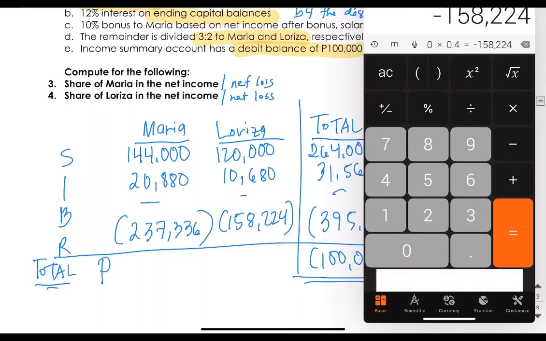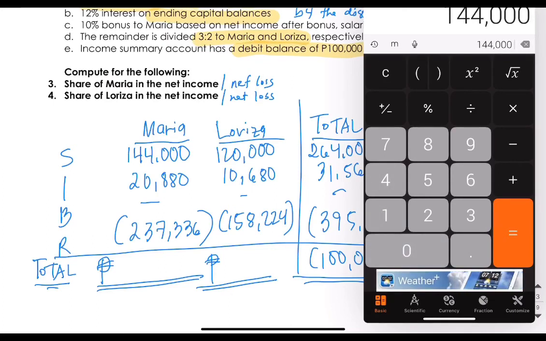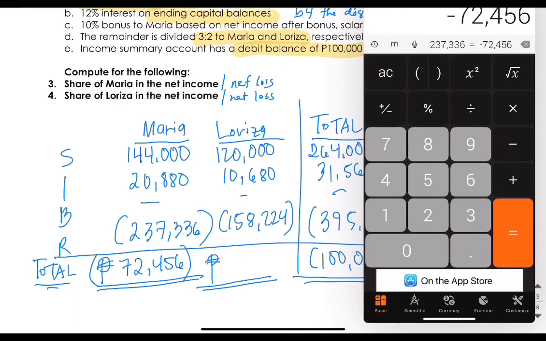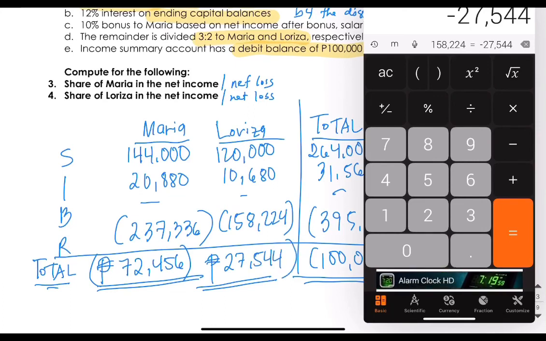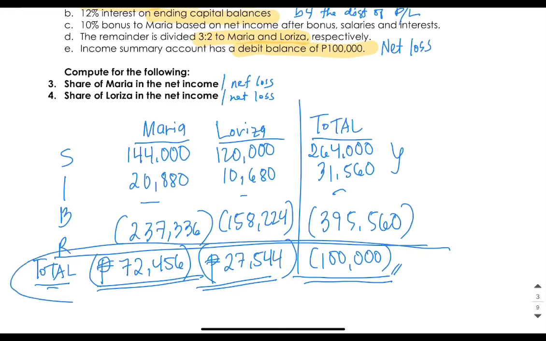So we have to compute for the total figures. For Maria, that's 144,000 plus 20,880 less 237,336. So that is negative 72,456. Next, for Loriza, 120,000 plus 10,680 less 158,224. So that will give us 27,544, but also in negative. To get the total, 27,544 plus 72,456, you will get a total amount of 100,000. So this is your final answer. The share is 72,456 and 27,544.